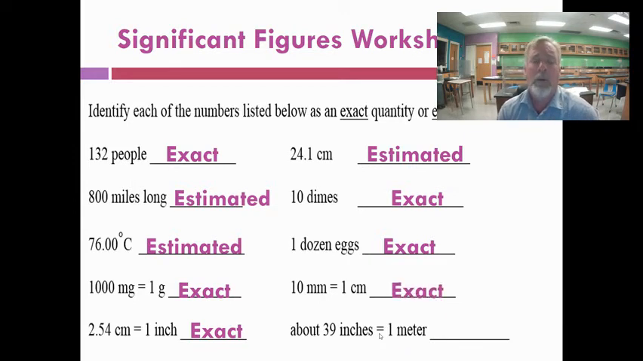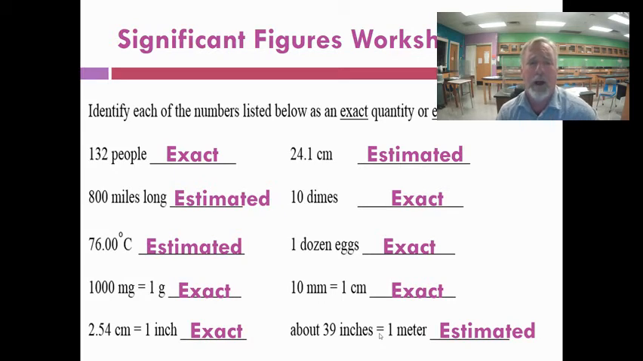And finally, the bottom, we say about 39 inches equals 1 meter. Well, hopefully about is going to tell you that there's an estimate here. We're not exactly counting things. We don't have an exact definition. We don't have an exact conversion. And as soon as you see about, you know that it's an estimate. Hopefully that helps. If this doesn't make sense, please reach out to me.